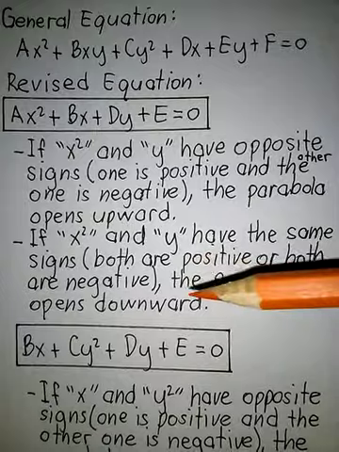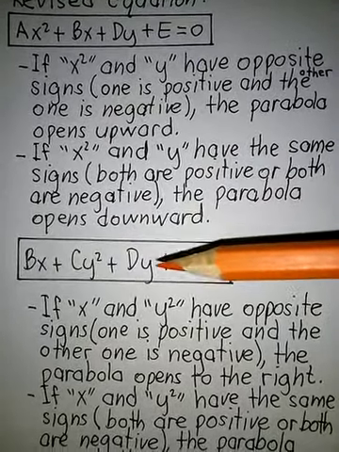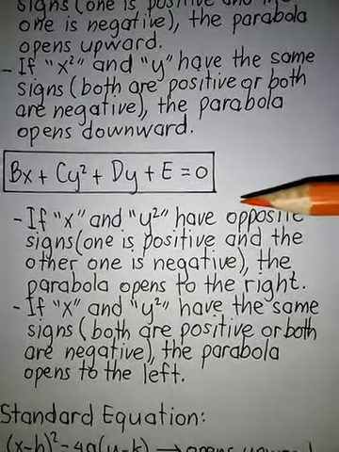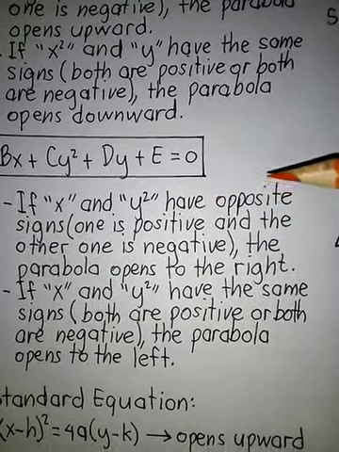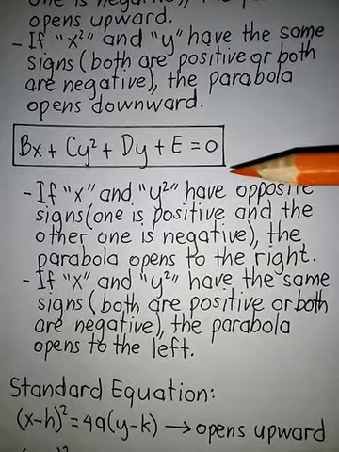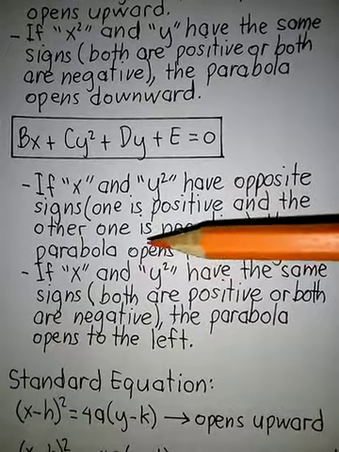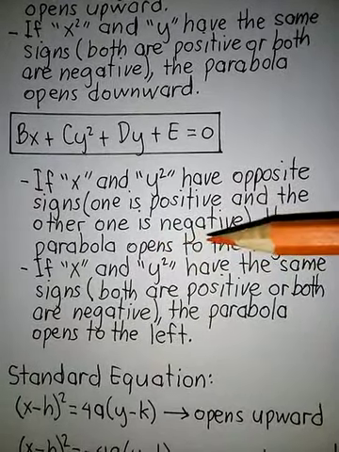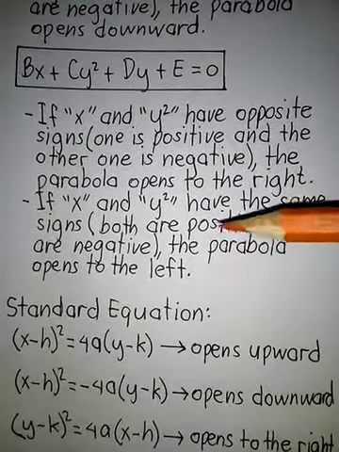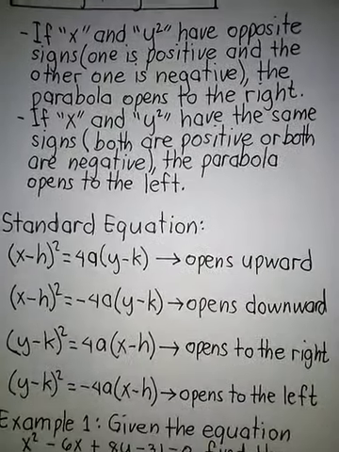Also, we have another revised equation in the form of bx plus cy squared plus dy plus e is equal to 0. If x and y squared have opposite signs, again referring to this revised equation, one is positive and the other one is negative, the parabola opens to the right. Now, if x and y squared have the same signs, both positive or both negative, the parabola opens to the left. So, let us have the standard equation of the parabola.